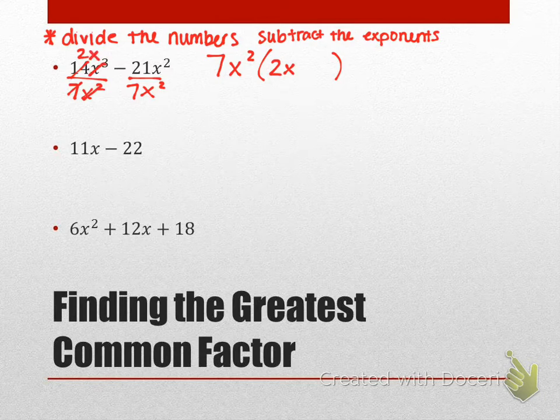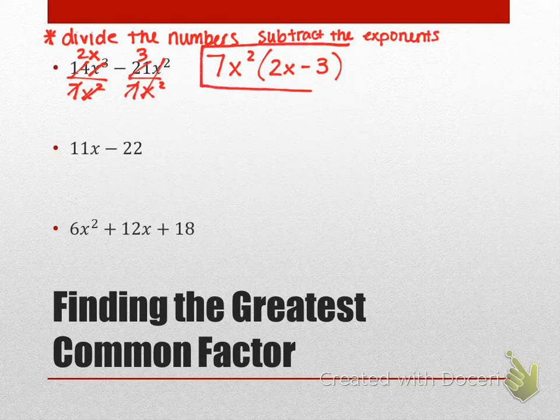Then 21 divided by 7 is 3. So I put my minus 3 here. And then x squared over x squared, what happens there? Cancels out or subtracts and gives me 0. And what is any variable with a 0 exponent? 1. It's just not there. Okay? So this is my final answer right here.